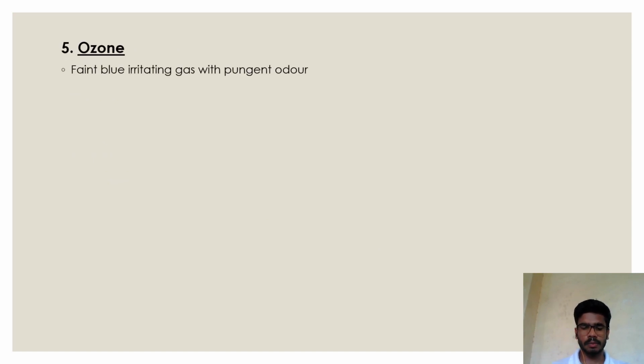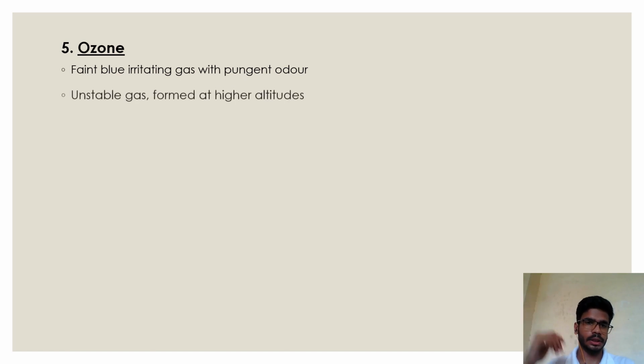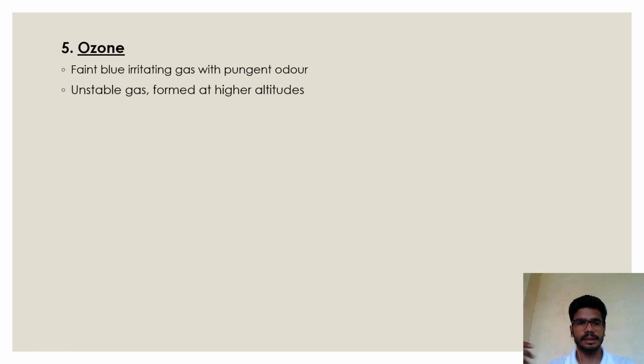The last gas would be ozone. It is a triatomic molecule of oxygen. It is a faint gas with a pungent odor. This is the ozone layer, ozone gas basically, and it is formed in the higher atmosphere. It is a very unstable gas. It is also a variable gas, and it is really unstable.